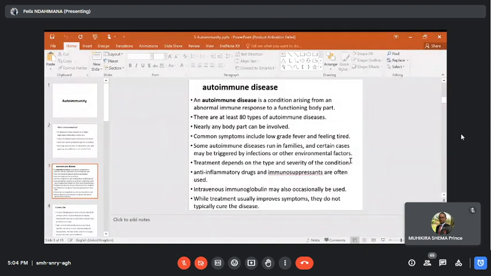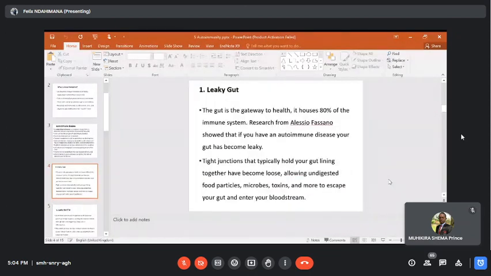There's different treatment. There are anti-inflammatory drugs. So it depends on which autoimmune disease you're suffering from, because there are so many. As in here, we're saying that there are more than 80 types.